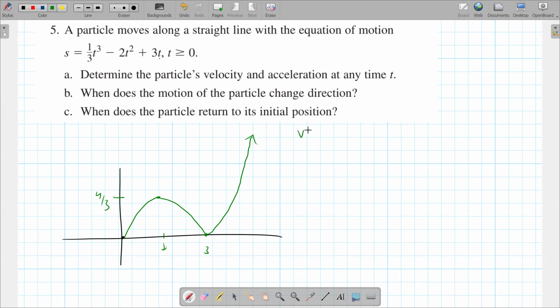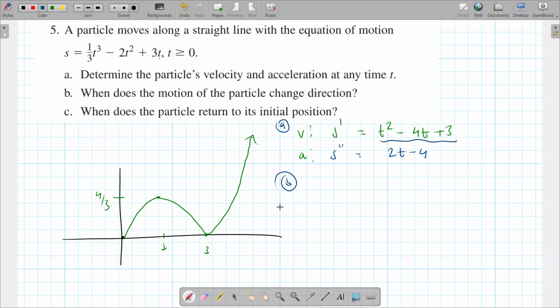To find velocity, you just take the derivative of the position. That's it. So you just find s prime. So that'll be 3 over 3, 1, so t squared minus 4t plus 3. There you go. That's s prime. To find the acceleration, you take s double prime. You take the derivative of this. What'll that be? 2t minus 4. That's part A done.